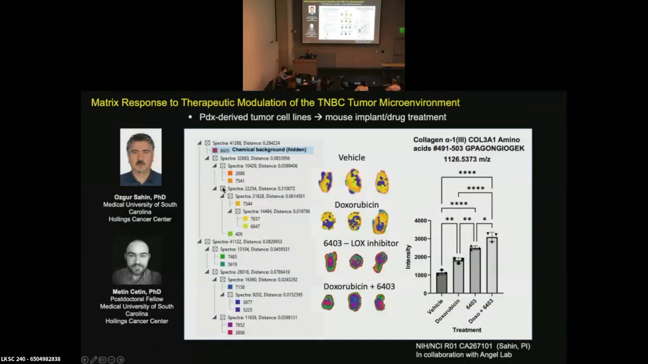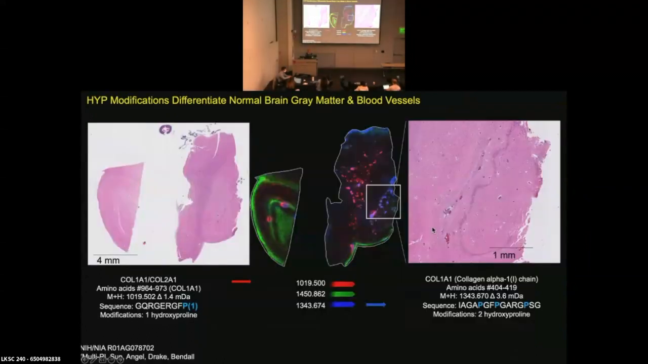This is work with Dr. Oscar Suhun's lab at MUSC. Here we're using patient-derived tumor cells and doing mouse implants and drug treatment, and you can see the therapeutic response there. This works very well in brain. Here we're showing just differentiation in normal gray matter and blood vessels. And again, these prolines are the ones that are modified. In this case, they're completely modified, but they have a different distribution in brain.